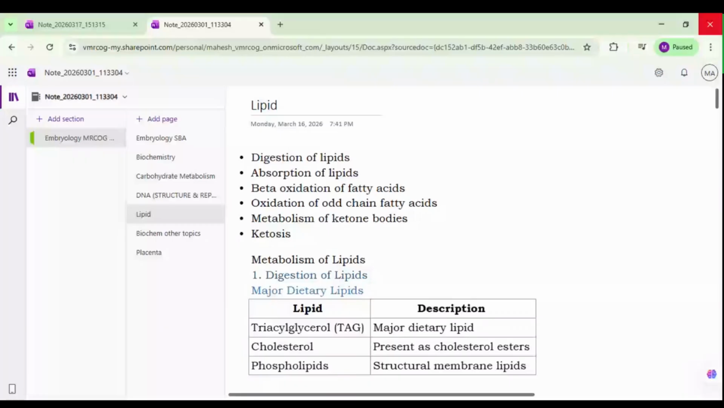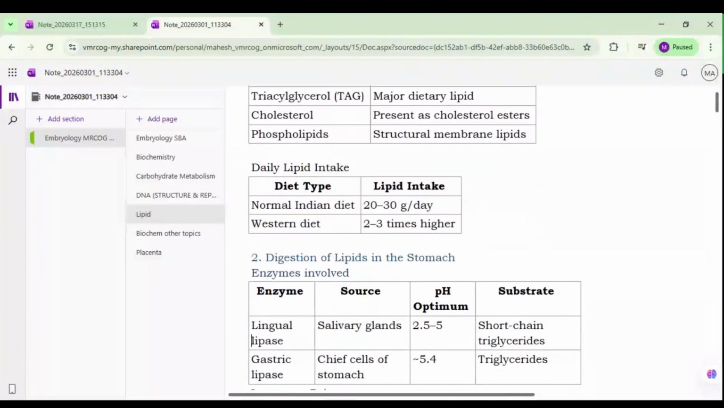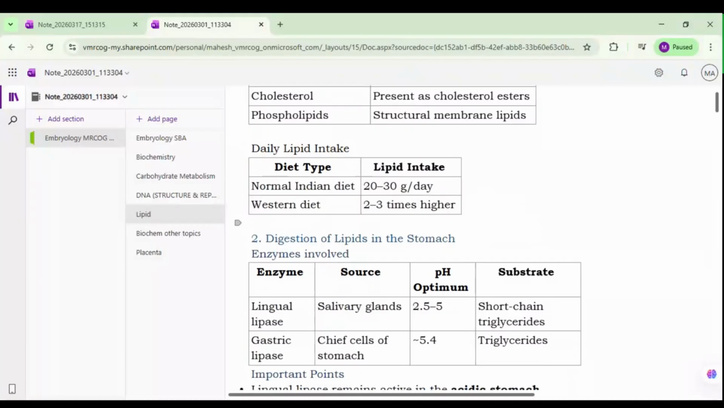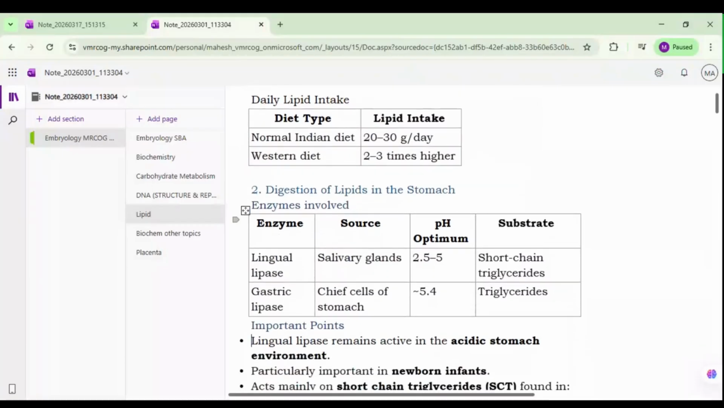Okay, so daily lipid intake is around 20 to 30 grams per day, but in the Western diet it may be 2 to 3 times higher than what is there in the Indian diet. So what are the enzymes which are involved in the digestion of the lipid? There are two enzymes initially. One is a lingual lipase and the other is gastric lipase. So they are in the mouth and in the stomach. You have lingual lipases from the salivary gland, and gastric lipases from the chief cells of the stomach.